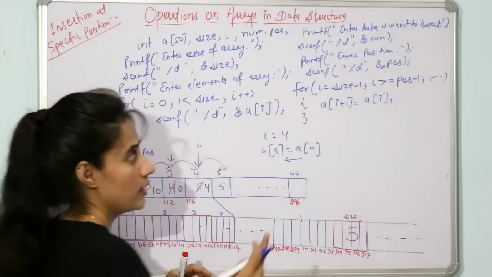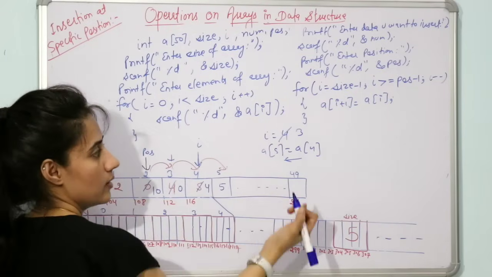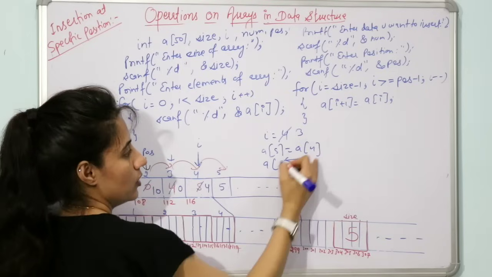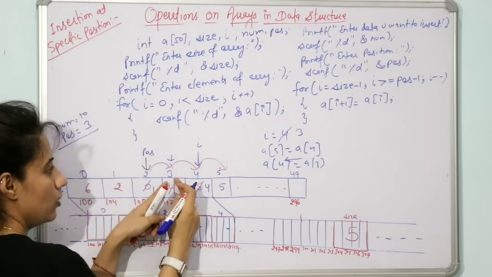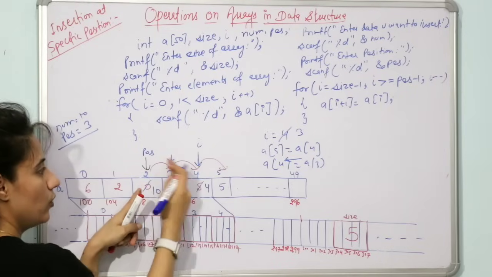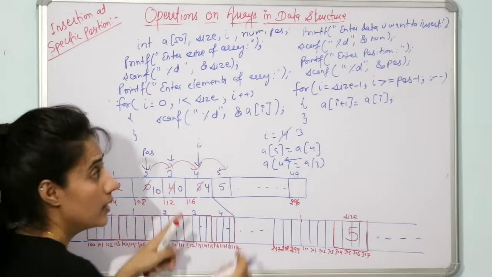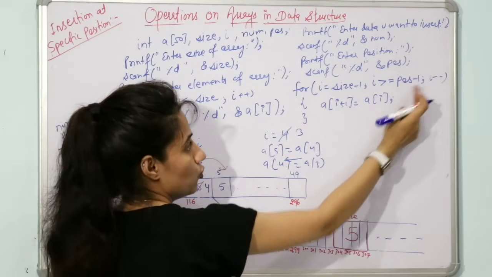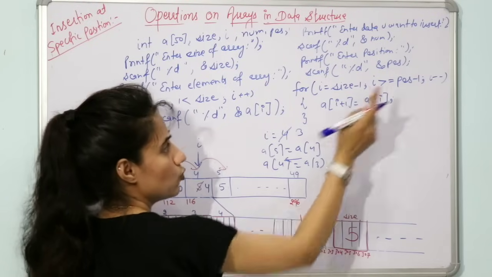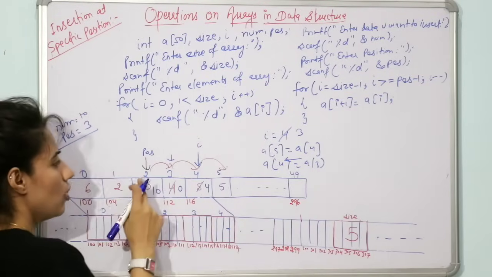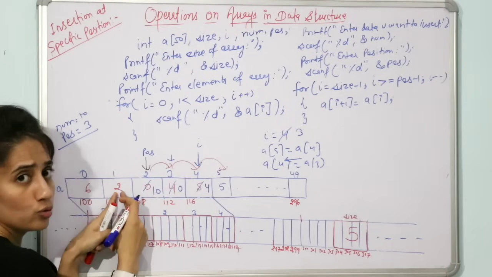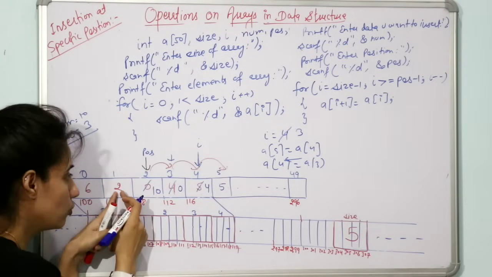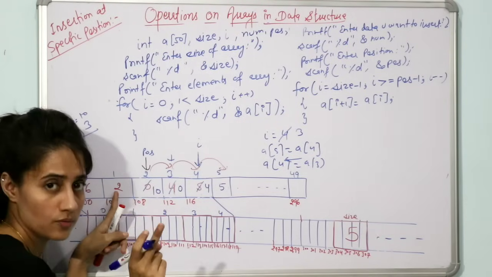Now again i minus minus, that is i would be 3. Now a of 3 plus 1, that is 4, is equal to a of 3. Now the a of 3 value would be transferred here. Now again the a of 2 value would be transferred here, fine. And when i becomes 2, then also fine. When i becomes 1, then 1 is not greater than or equal to 2. That is why we are going to stop, we are not going to swap this value, fine.